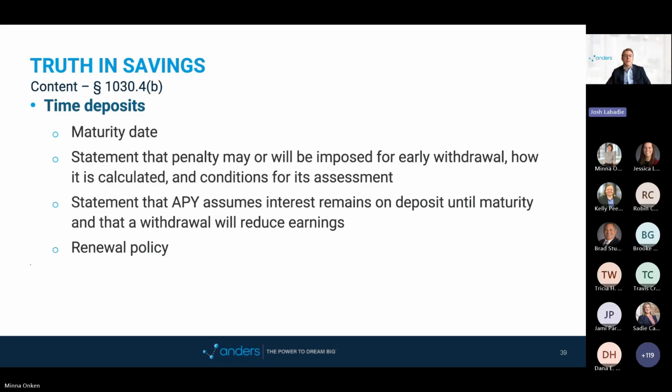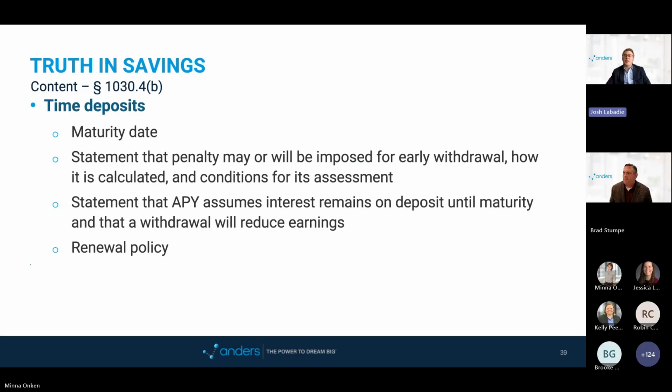All right, so it's my last slide, and it's specific to time deposits. This is in addition to anything that we just talked about for deposit accounts. So you need the maturity date, a statement that a penalty will or may be imposed for early withdrawal, and you don't have to use the word penalty if you don't want. That's just what the reg calls it. How it's calculated and the conditions for imposing it.